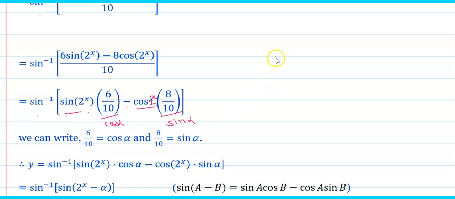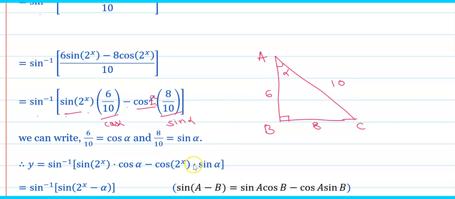Means again I will draw here the right angle triangle. Okay, this is the alpha, ABC. Sin alpha means 8 upon 10. This is the 8 and 10, and this must be the 6.